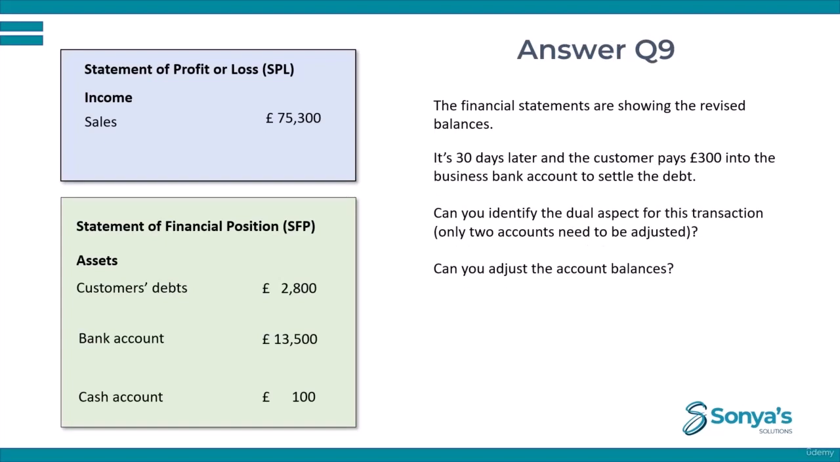The debt needs to be removed from the customer's debt account. Customers did owe £2,800. They now owe £1,800. £1,000 needs to be added to the bank account, so the revised balance is £14,500. A common error is for the sales account to be adjusted.